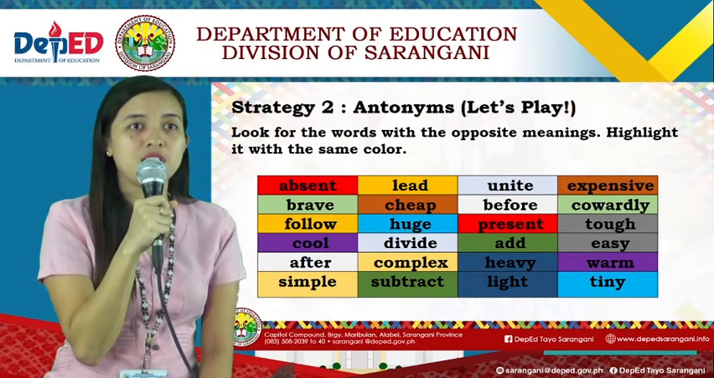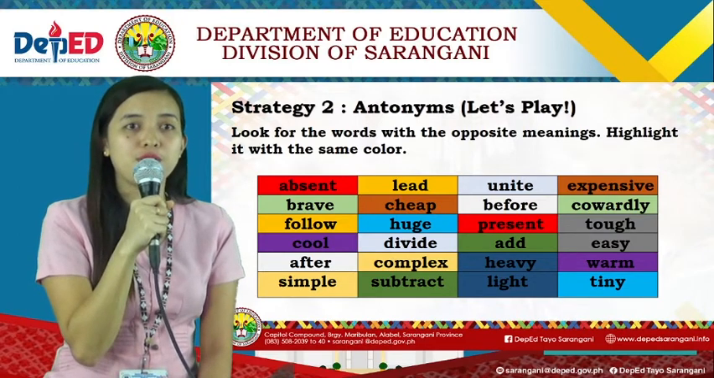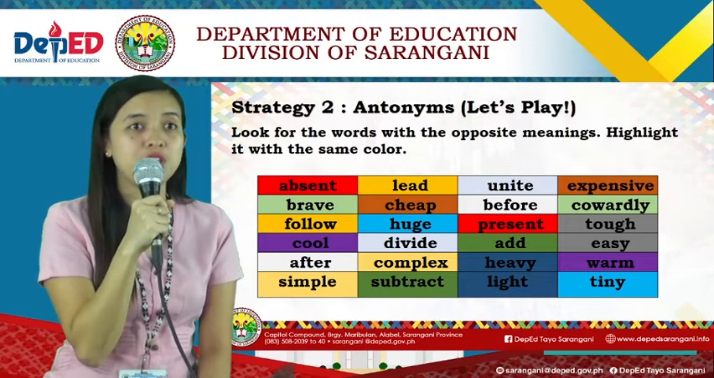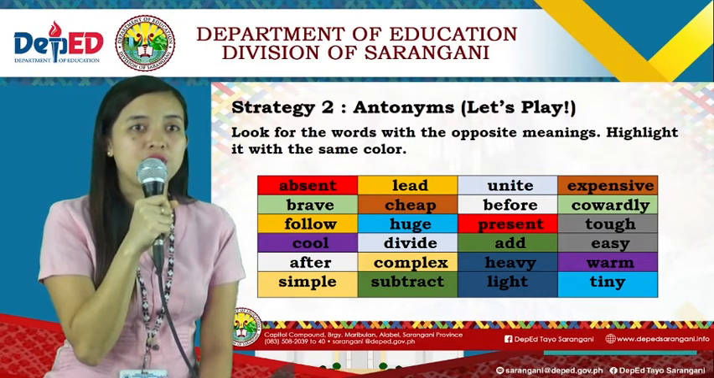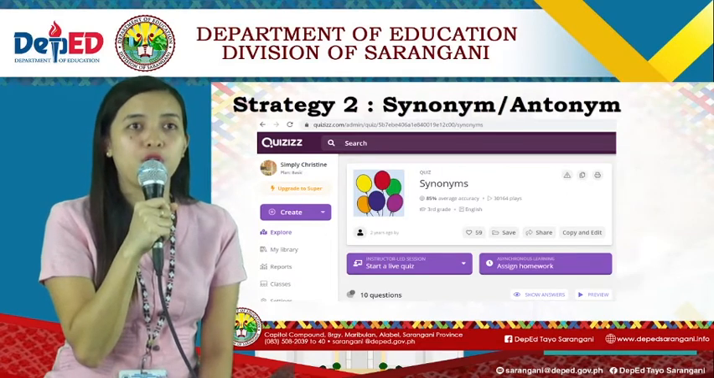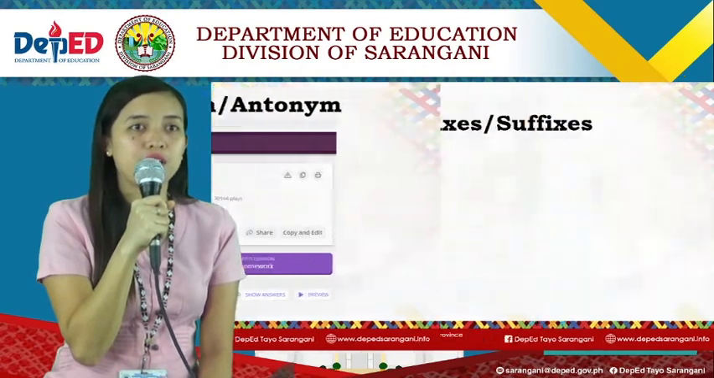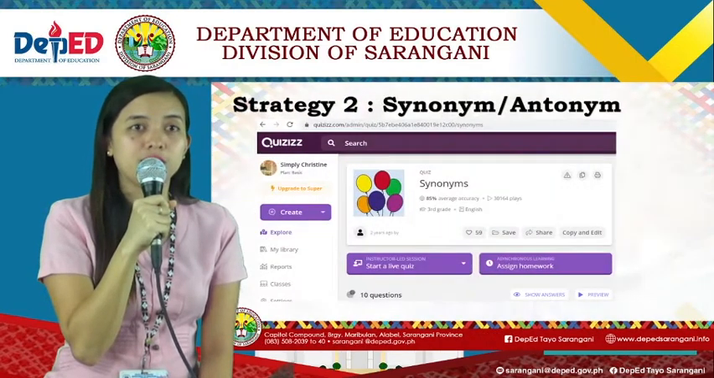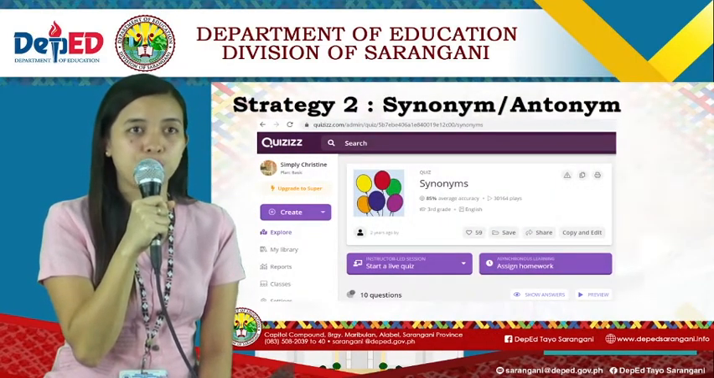Now we have this strategy using the synonyms and antonyms. So if you have available internet connection at your community, you can make use of this online platform, or you can use this quizzes application. So you can present this to our tutees.